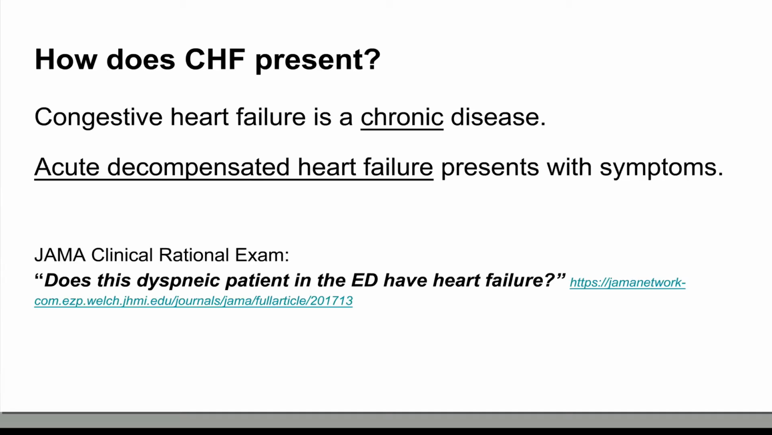Another important distinction in heart failure is that congestive heart failure is a chronic disease. But when symptoms present and a person comes to the emergency room, that is what we call acute decompensated heart failure. And these are where they come in with shortness of breath and different symptoms.